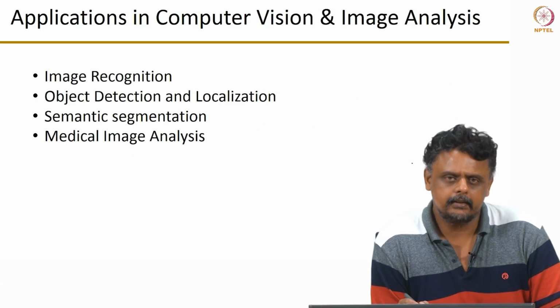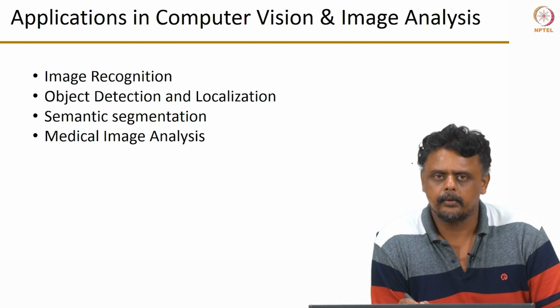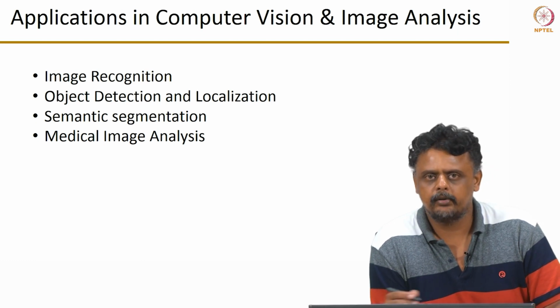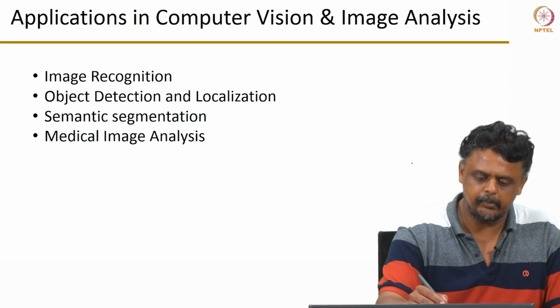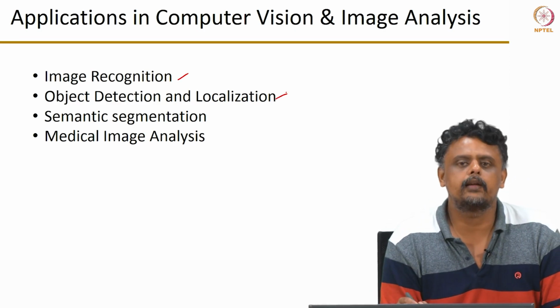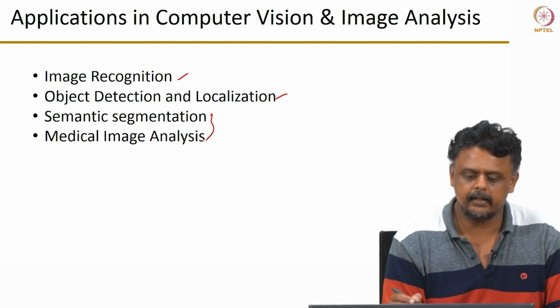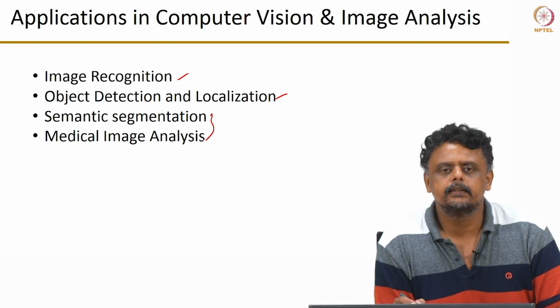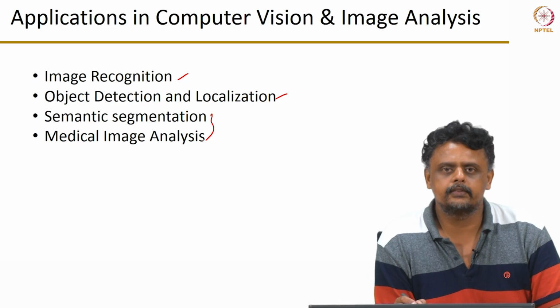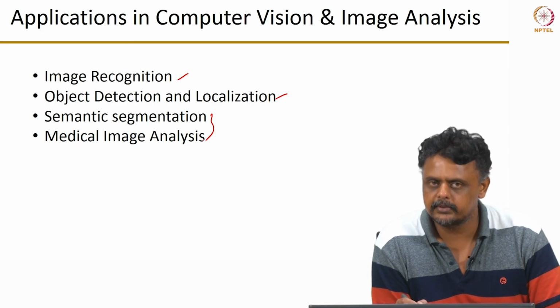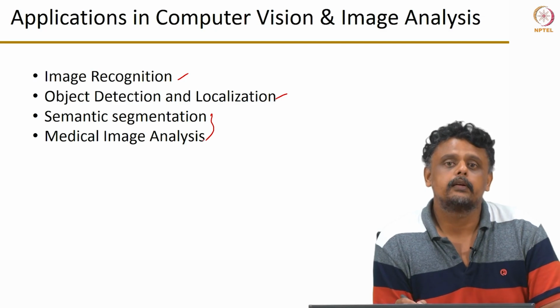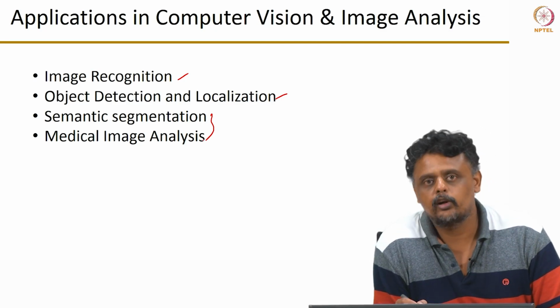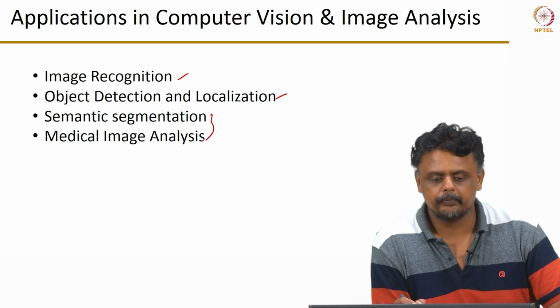CNNs in the recent past, and of course especially since deep learning has taken off, have found huge applications in image recognition, object detection, localization, semantic segmentation and medical image analysis. These are some of the areas where CNNs have shown extremely good performance on many benchmark problems and are now being tried out for many commercial applications.